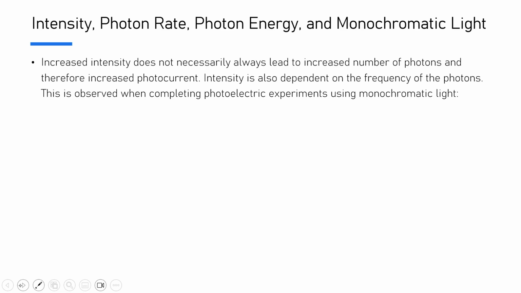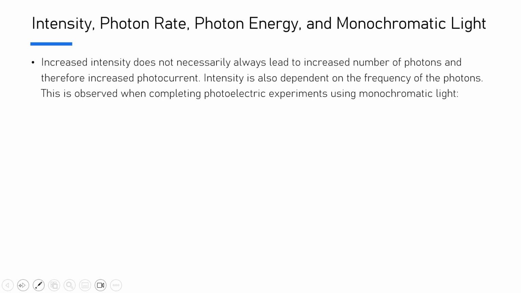So there can be some scenarios where we're looking at the photoelectric effect and we're looking at different types of monochromatic light of different frequencies, and the assumption that intensity just automatically means more photons becomes not entirely true anymore. So I want to break that down so that we don't incur that misconception a little bit later. Essentially, increased intensity does not necessarily always lead to an increased number of photons and therefore an increased photocurrent.